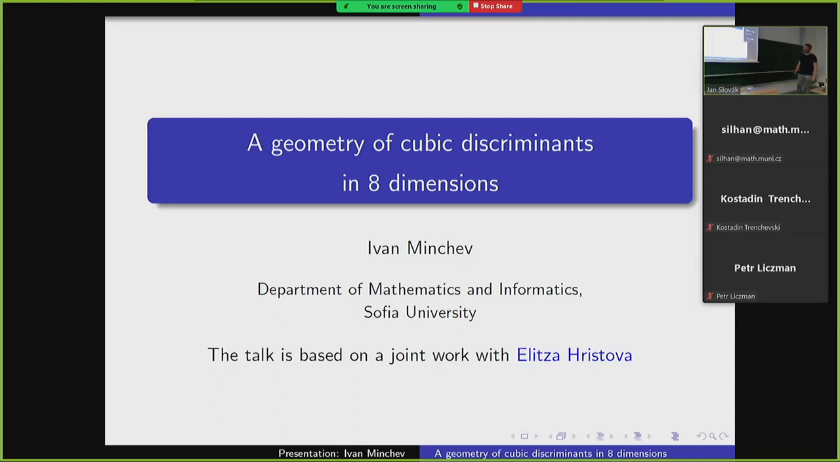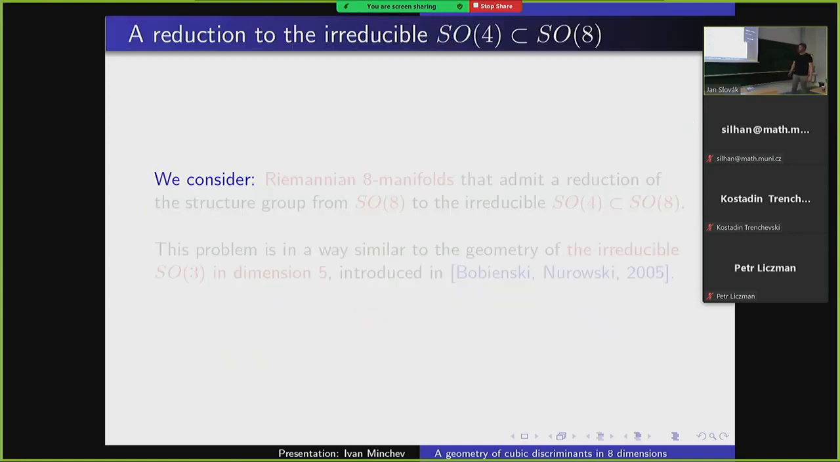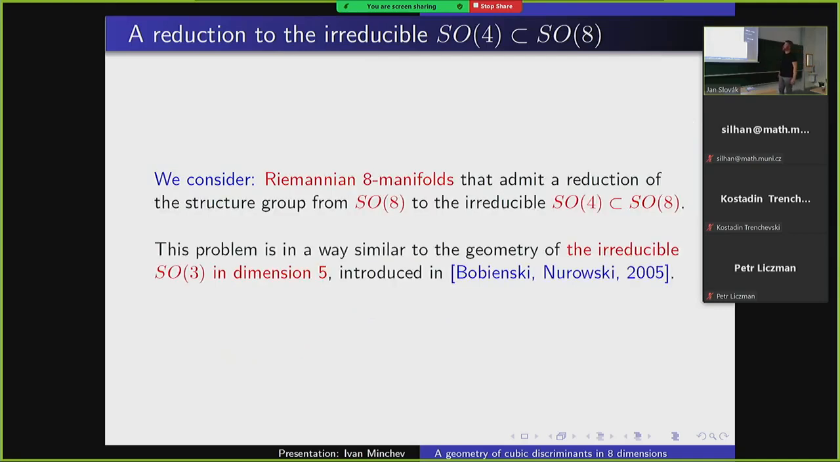So my talk is based on a joint work with Elisa Hristova from Sofia University. We are interested in 8-dimensional Riemannian manifolds that admit a reduction of the structure group from SO(8) to the reducible SO(4). The problem is in a way similar to the geometry of the reducible SO(3) in dimension 5 that was introduced by Bobienski and Nurowski in 2005.